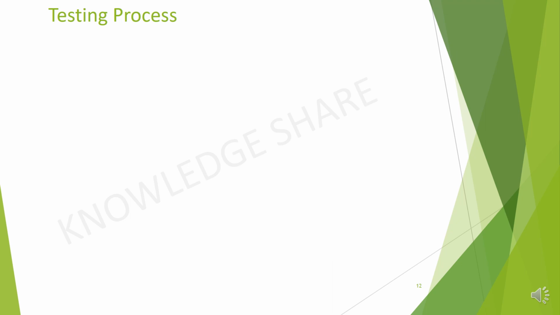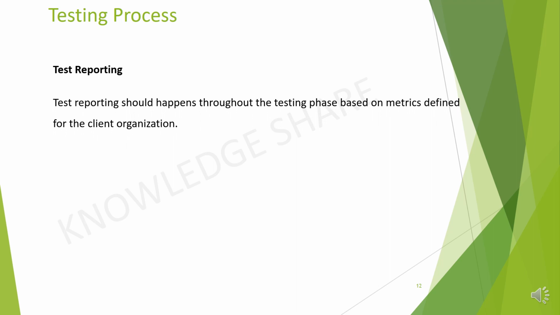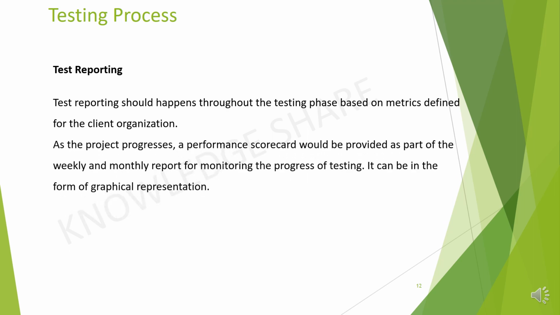Next question. Define test reporting. Test reporting should happen throughout the testing phase based on metrics defined for the client organization. As the project progresses, a performance scorecard would be provided as part of the weekly and monthly report for monitoring the progress of testing. It can be in the form of graphical representation.